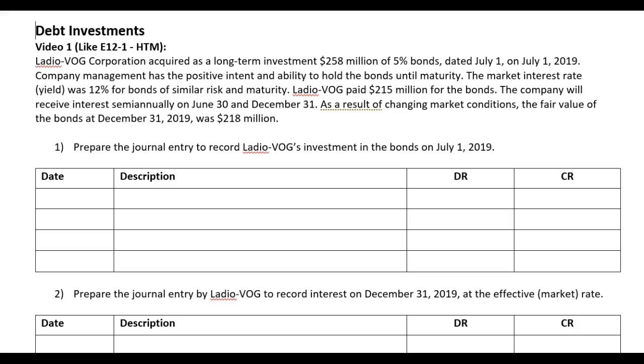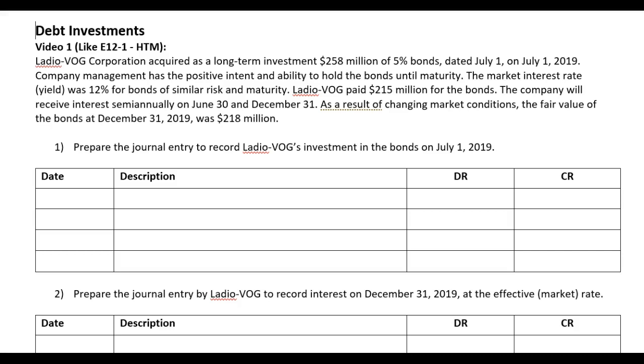So let's continue on. LV paid $215 million for the bonds. There we go. Since the market rate is 12%, and our bonds only pay 5%, they're not going to pay $258 million. They're going to pay a discounted amount, so that the net between what they pay, the $215 million, and the 5% annual payment will equal a 12% rate of return for this bond. So it all balances out. Now our bonds are equal with those in the market.